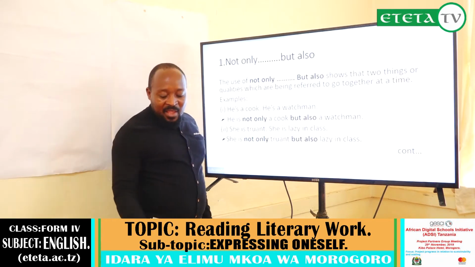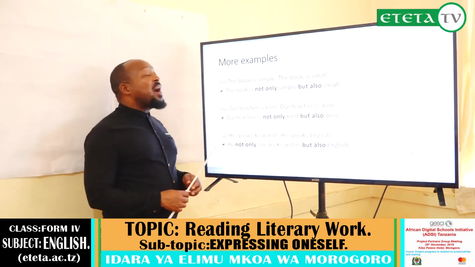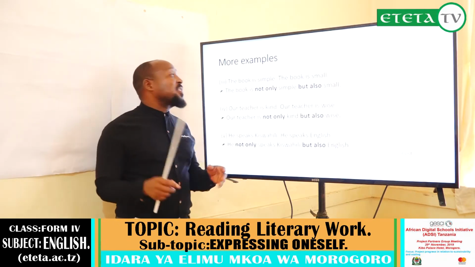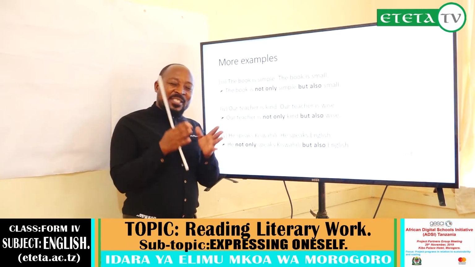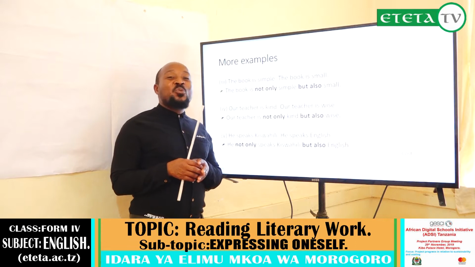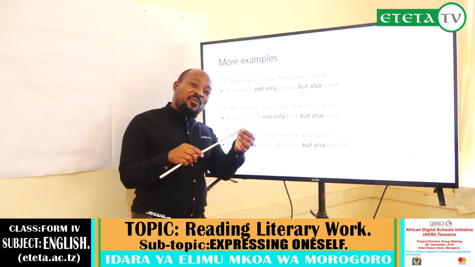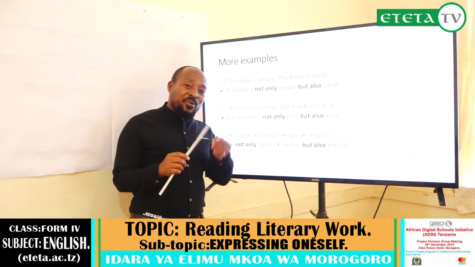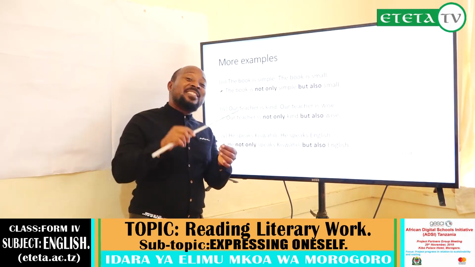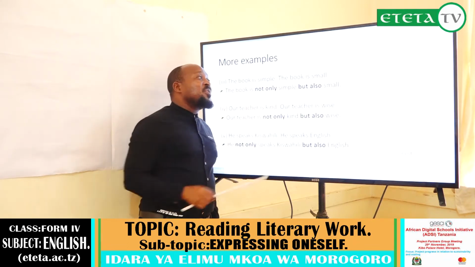You have even more examples. You have this book, which is somehow simple and it is small. So it has two qualities. You take it, you first find it small, and not only small, but also simple. That's why I say the book is not only simple, but also small.